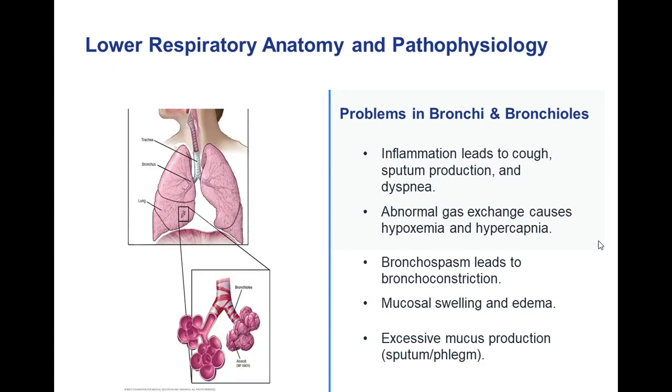This results in hypoxemia, a condition where there is low oxygen in the blood, and also hypercapnia, which is high carbon dioxide in the blood. These last two outcomes are life-threatening and require immediate nursing intervention.